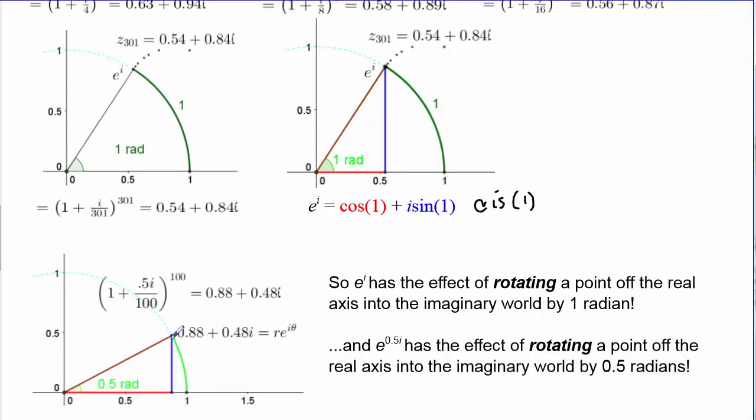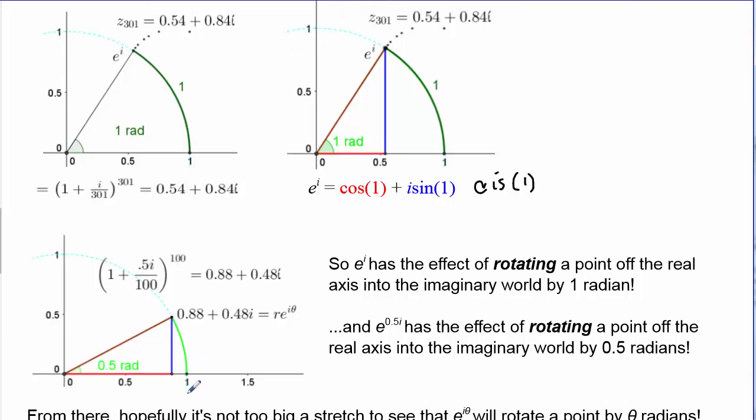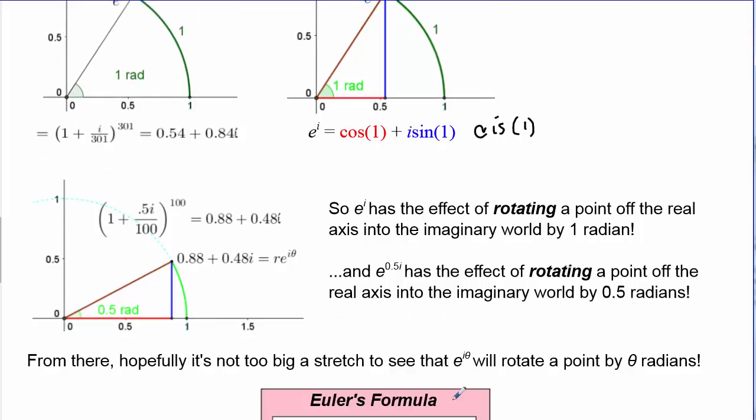And sure enough, it lands us again on the unit circle. As this 100 goes to infinity, it's going to be exactly on the unit circle. And now it's rotated up a half a radian. So e^(i times 0.5) has the effect of rotating a point off this real axis by a half a radian. And in fact, that's true for any angle theta.